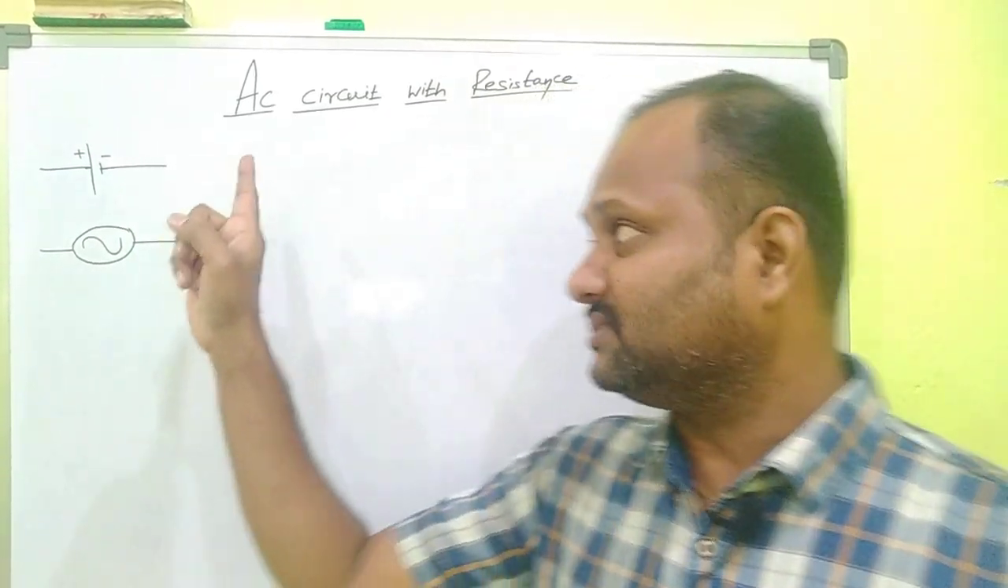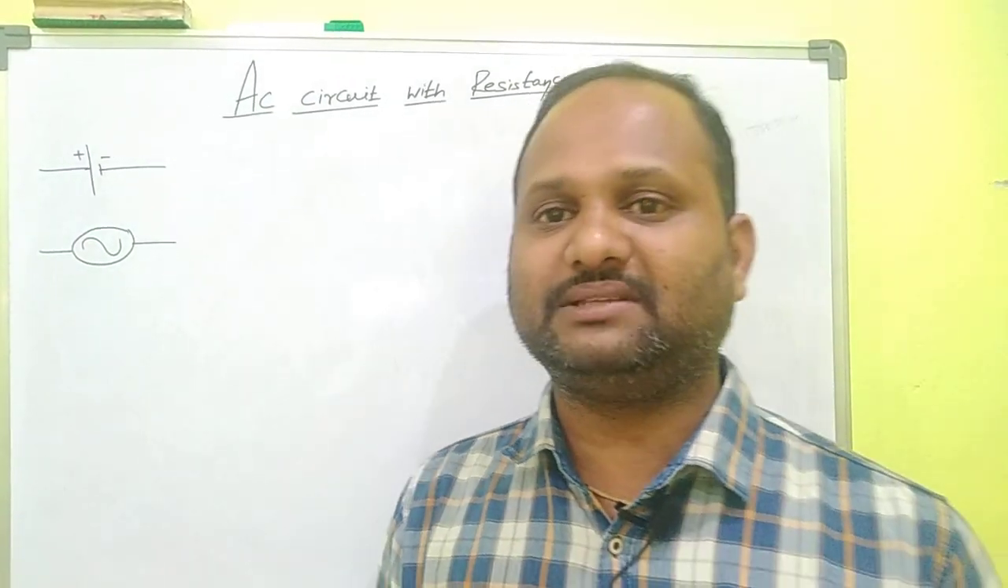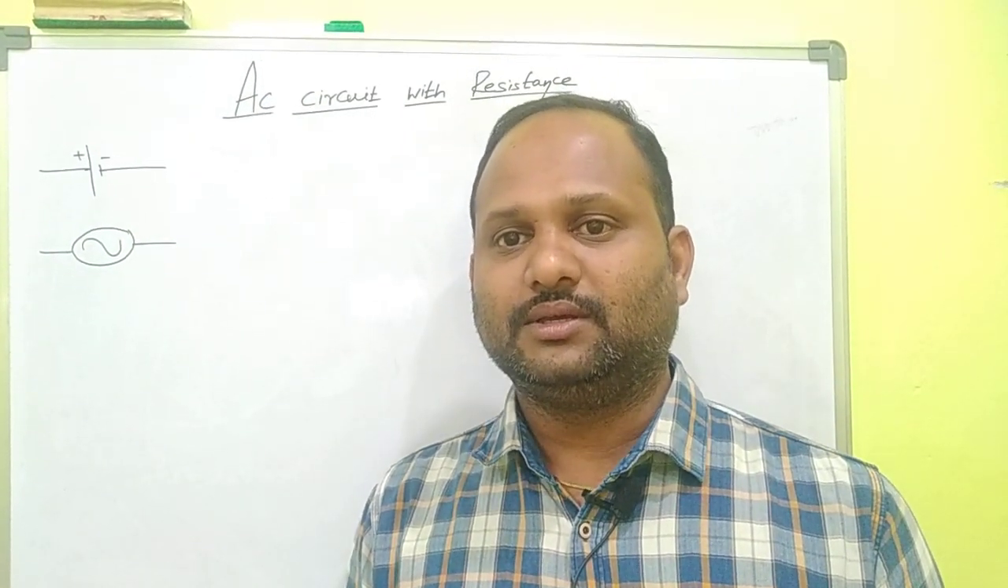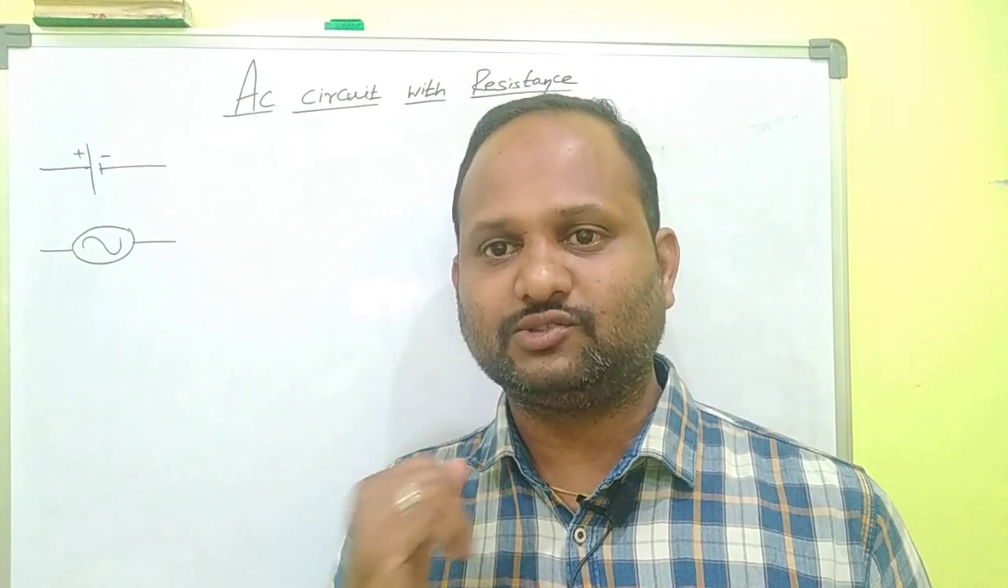This is AC circuit with resistance only. Last class we discussed clearly about the phasor diagram. In this class, the continuation of the phasor diagram is AC circuit with resistance only.